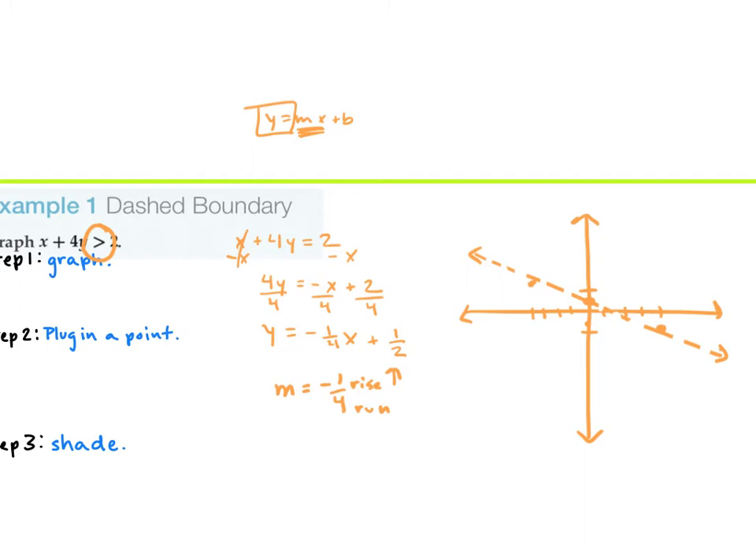All right, so we have our graph. Now we need to plug in a point. So we can plug in any point we want to here. My suggestion is always plug in 0, 0. Step 2. Now we're on step 2. Plug in a point. Does 0, 0 fall above our line, like above on the right, or below on the left? Below on the left.